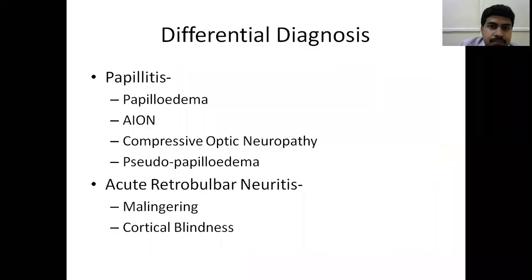Okay. So what are the differential diagnoses of this papillitis? It could be papilledema. It could be anterior ischemic optic neuropathy. It could be compressive optic neuropathy due to some trauma, or it could be pseudopapilledema. So all these things we'll deal with in the next slides. Similarly, for acute retrobulbar neuritis, it could be due to malingering or due to cortical blindness.